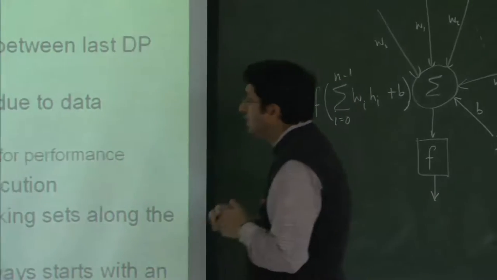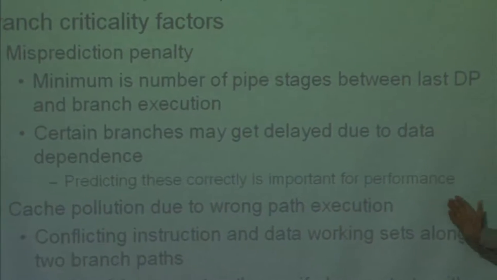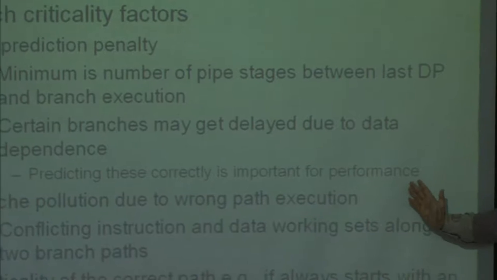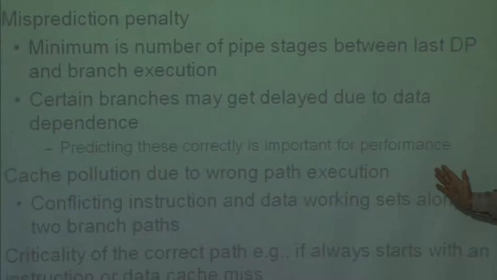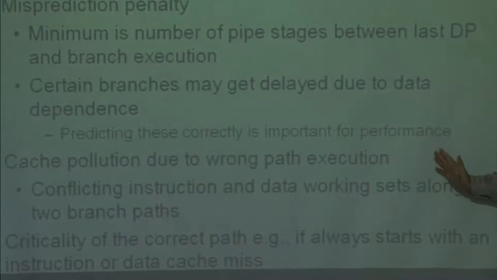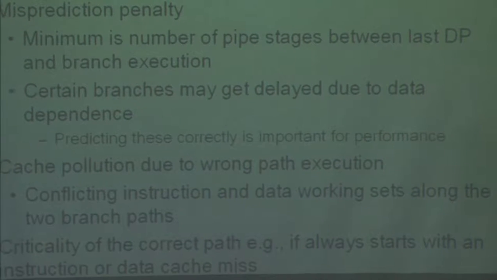Certain branches may get delayed due to data dependence, and predicting these correctly is important for performance. Because here, if you mispredict, you're going to lose a large number of cycles. So predicting these branches is very important if you have a data-dependent branch.